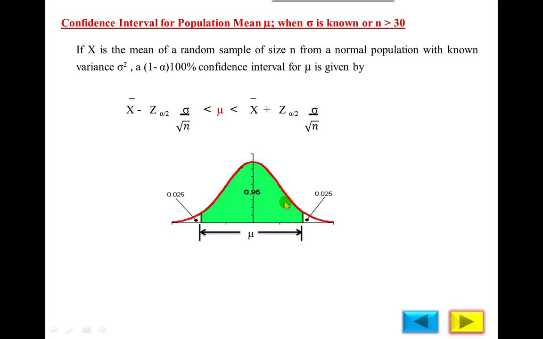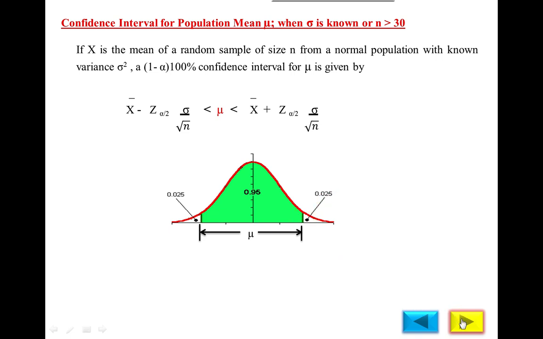So this area is represented by the 1 minus alpha confidence interval. 1 minus alpha, this is the 100% total, 1 minus alpha into 100%. So x bar is the sample mean, sigma the population standard deviation, and n the sample size. This is the table value we will find from the table. If alpha is 5%, this will be 0.025, divided by 2 for both sides.